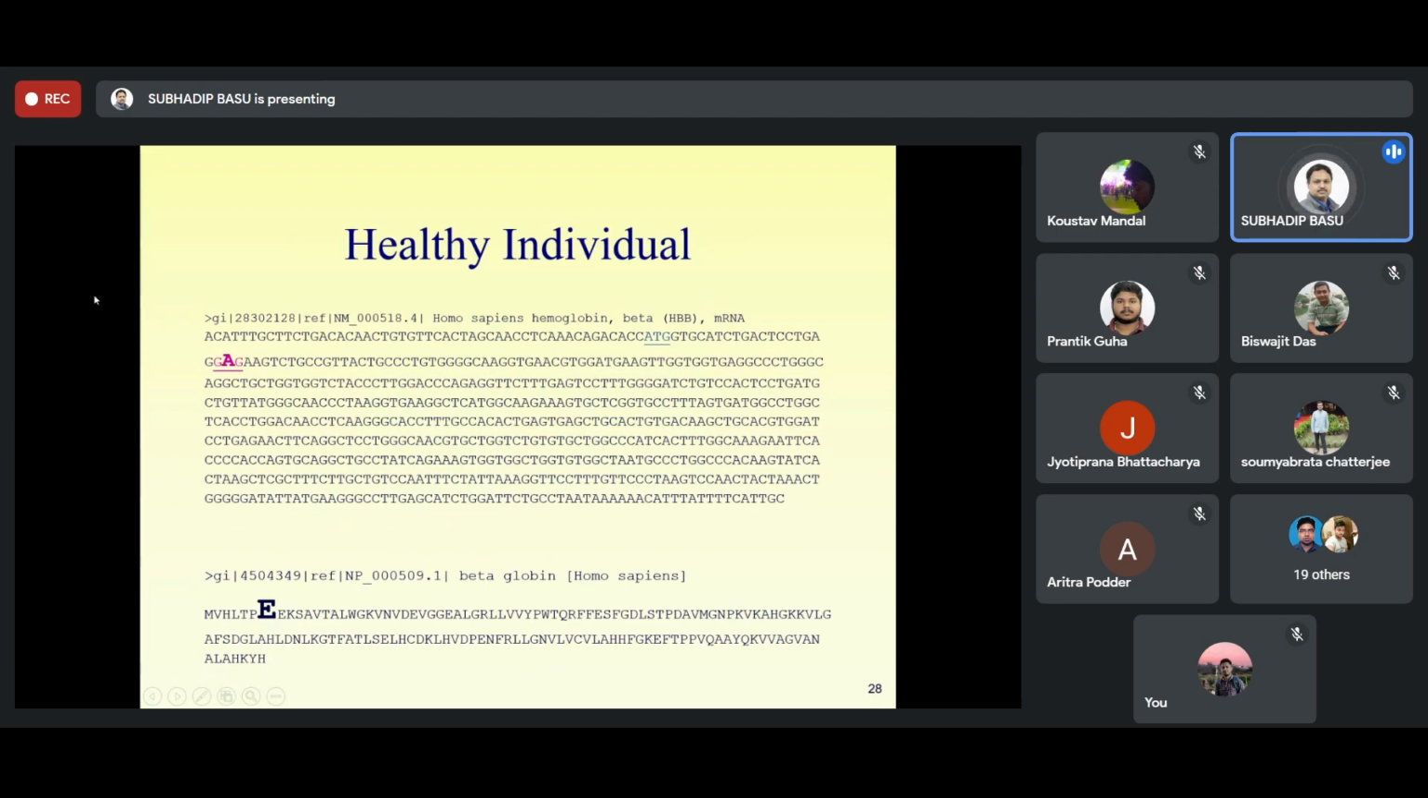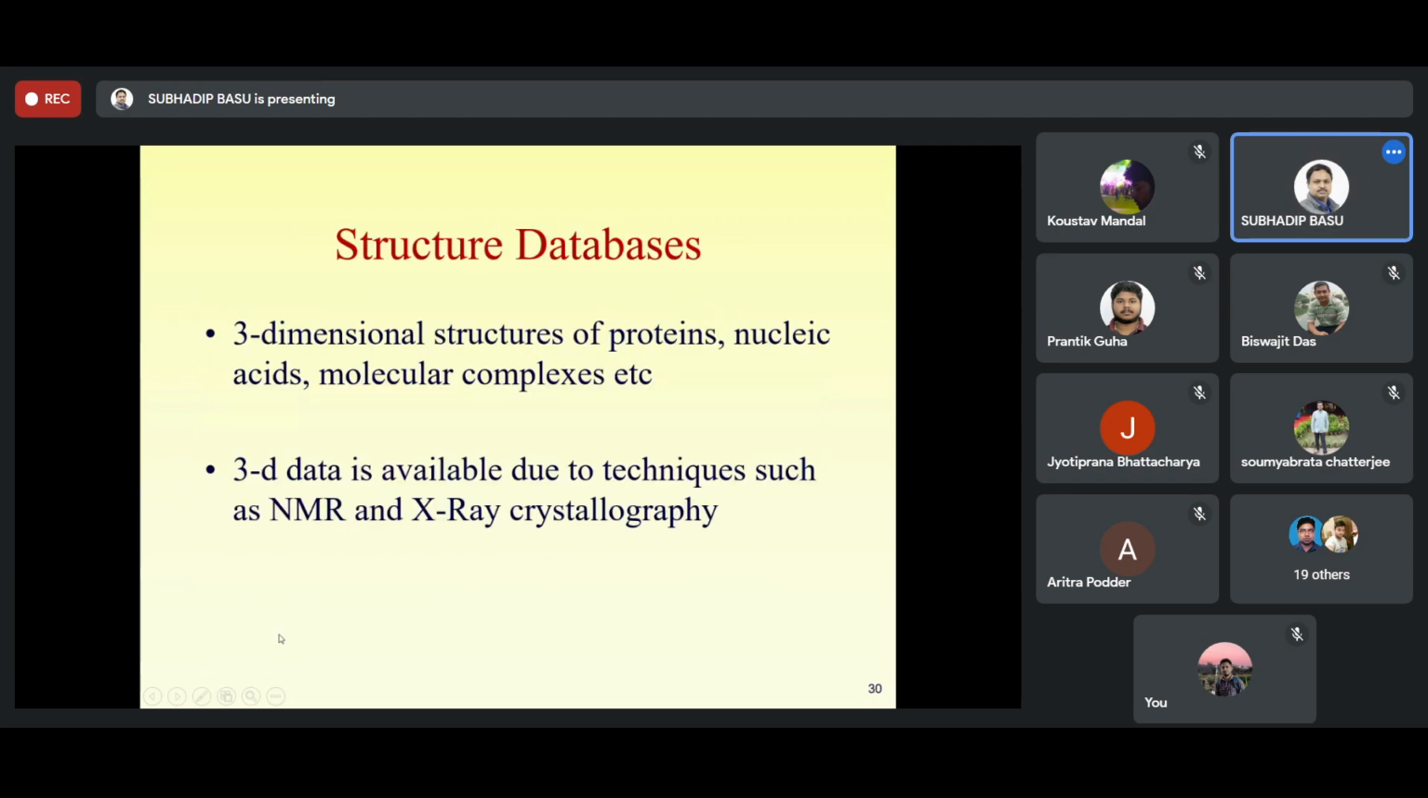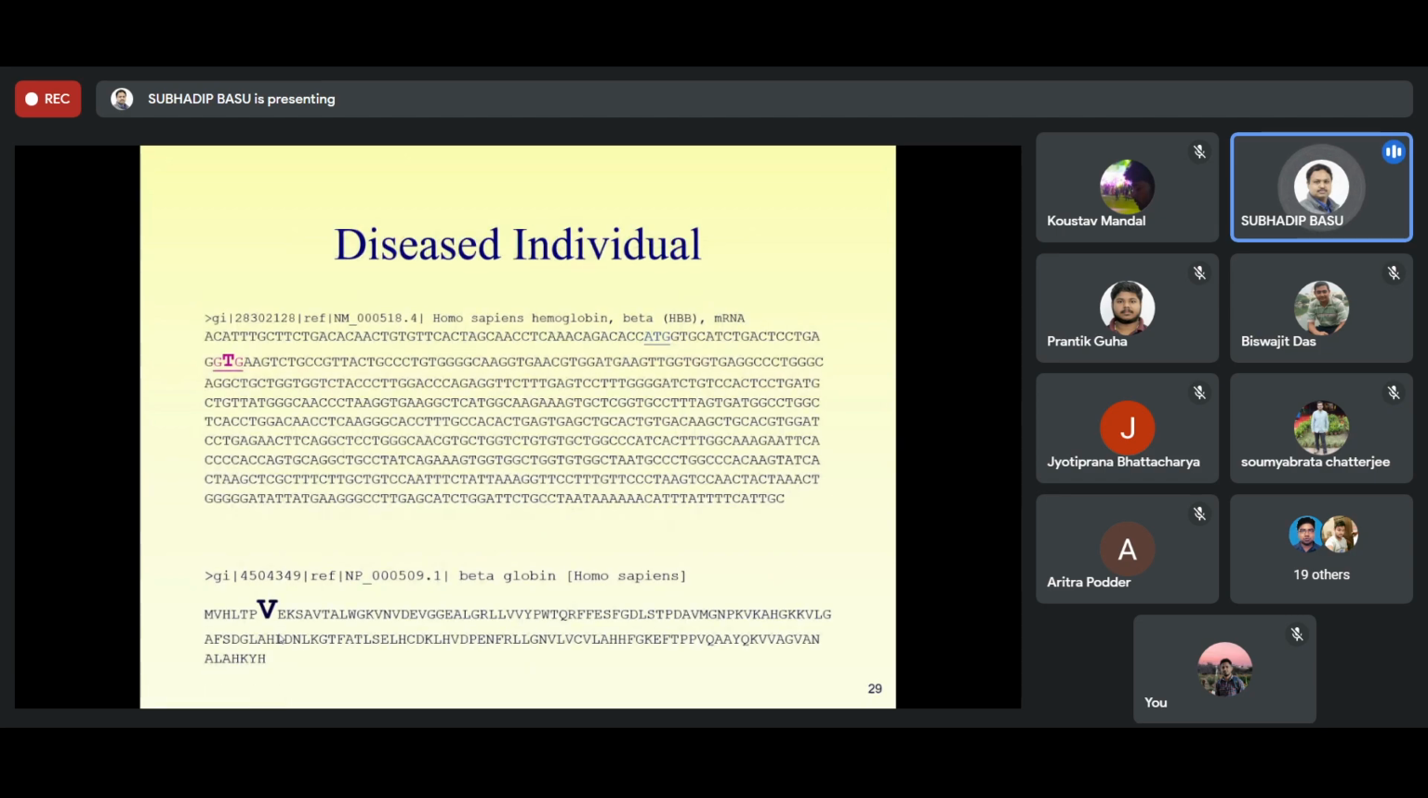But when this A has a mutation and becomes T, this nucleotide changes and the corresponding amino acid formed is valine instead of glutamine. And this results in sickle cell anemia, blood cancer.